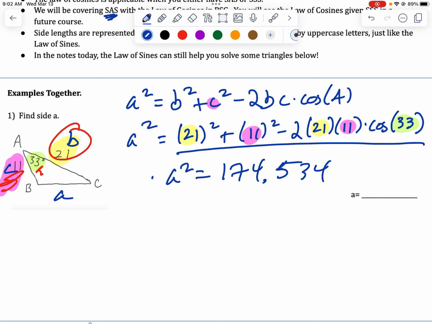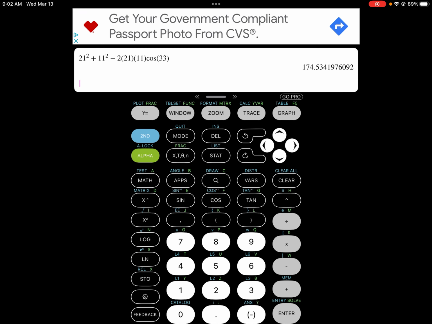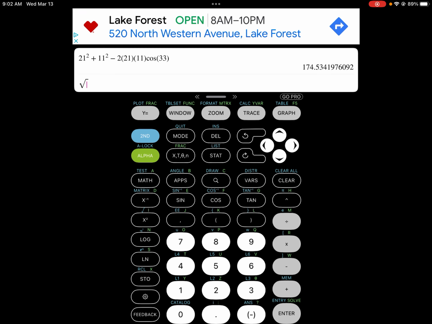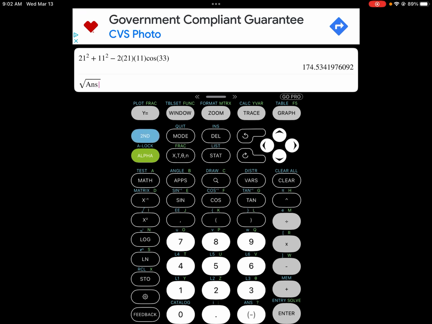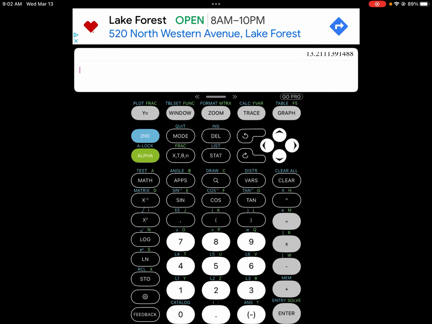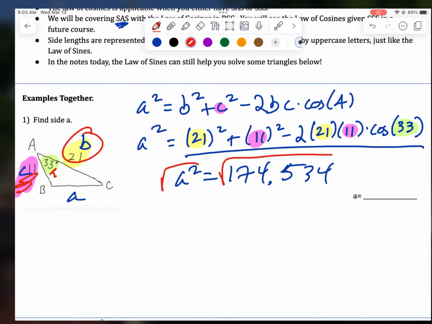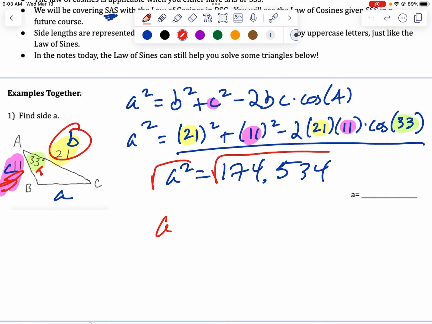And how do I get rid of a squared? Oh, I take the square root. Try not to take the square root of the rounded number. I can hit second squared, which is the square root button, and then second negative, which gives me the answer. Or I could just do second square root of 174.534. Let's see if I get the same thing. So I get the same answer. Either way is fine. A equals 13.21.